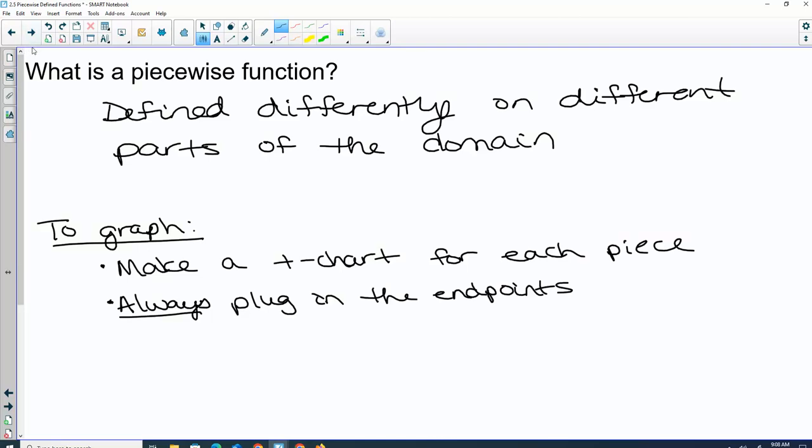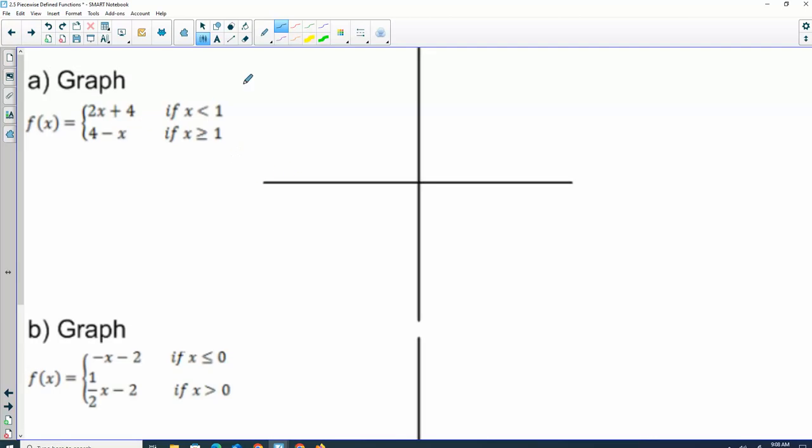So we're going to start just by graphing a couple piecewise functions. The first few we're going to look at have two pieces, but technically you could have as many as you wanted. Piecewise just tells us we have more than one rule. So we can have 2, 3, 4, any of those. So our first function, f of x equals 2x plus 4 if x is less than 1, and 4 minus x if x is greater than or equal to 1. When we graph this, we are going to do a t-chart. We have two pieces, so we are going to need two t-charts in order to graph it.